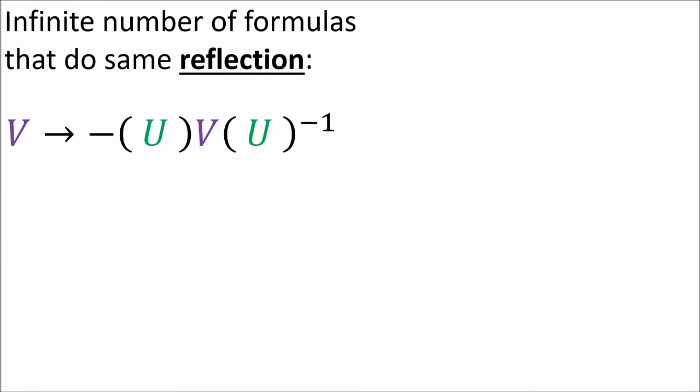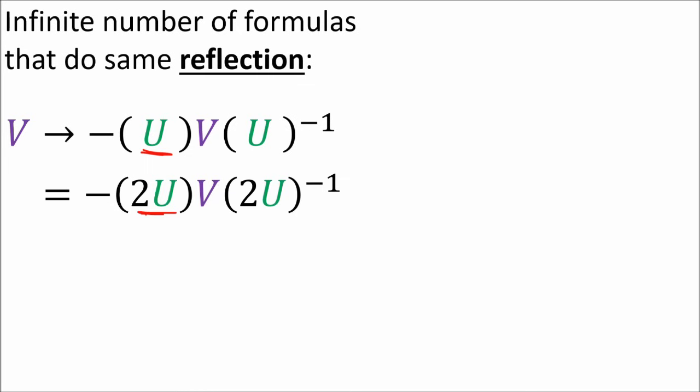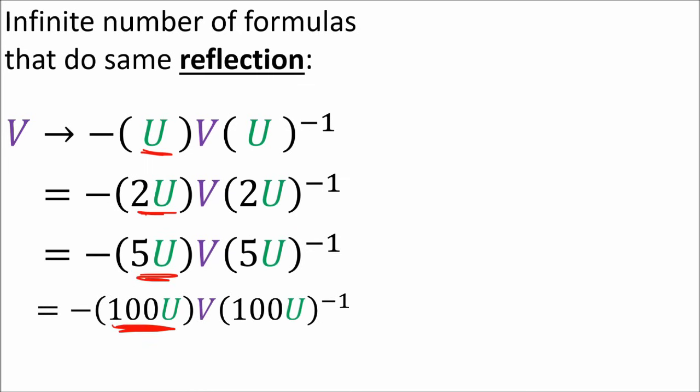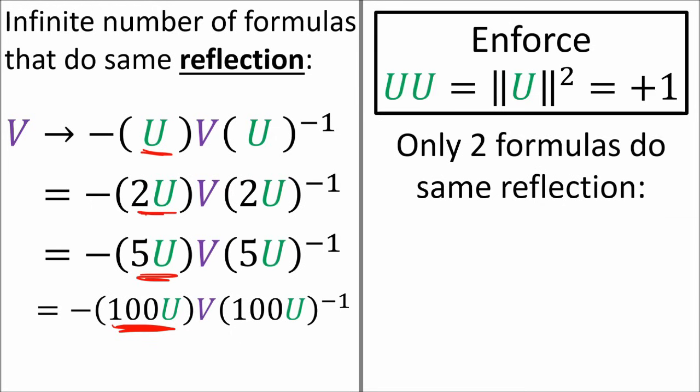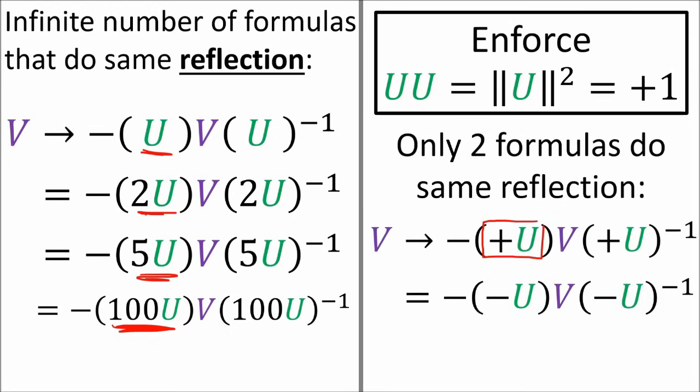For example, reflecting along U, 2U, 5U, and 100U all do the same thing. We can reduce this infinite number of choices if we force the vector U to have unit length. In this case, there are only 2 vectors that can do the same reflection, plus U and minus U. Since the transformation is double-sided, the 2 minus signs in minus U will cancel out, so it gives the same transformation as plus U. The same is true for rotations.